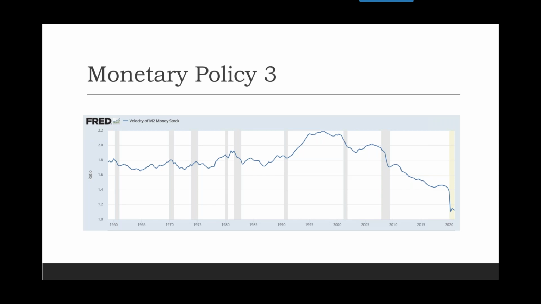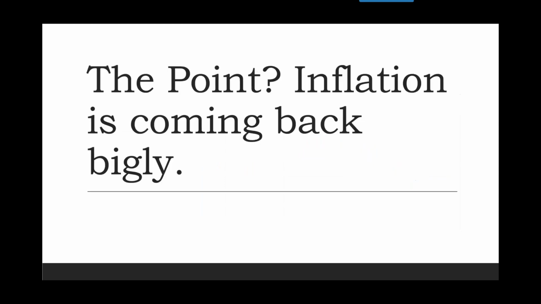Look down at the very lower right-hand side, and you can see we bounced up, and it's now been several months since velocity was declining. It's now stable, which means that the full effect of the monetary stimulus is going to flood through the economy. Velocity is not going to offset any of it anymore. This is a danger sign. The point: inflation is coming back bigly, all right? And that's going to affect all markets.